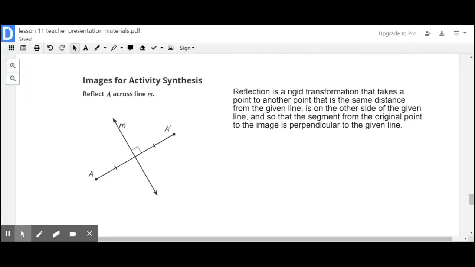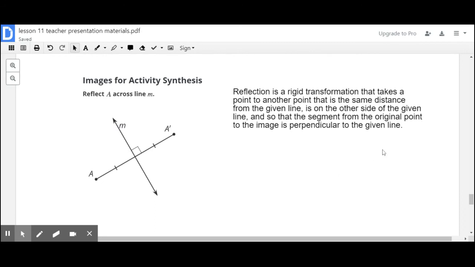We are now at the end of this lesson in general, and we want to do a summary before finishing off. The technical definition of reflection is a rigid transformation that takes a point to another point that is the same distance from the given line, is on the other side of the given line, and so that the segment from the original point to the image is perpendicular to the given line.